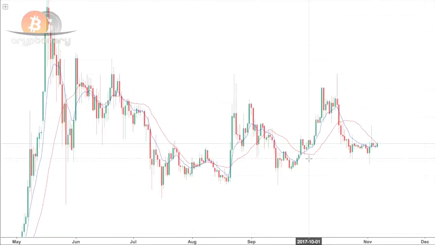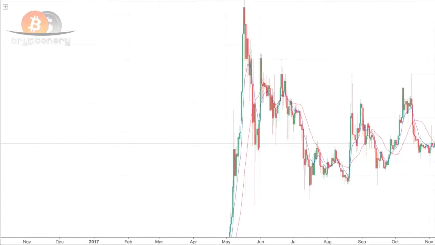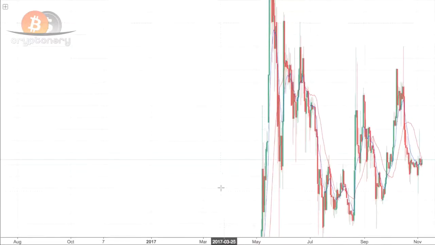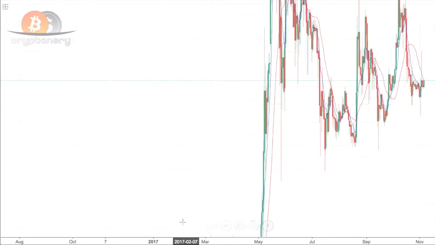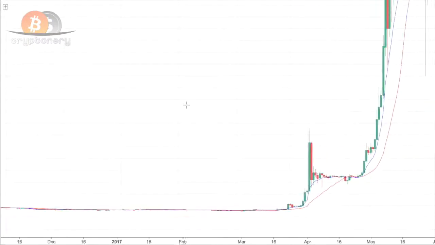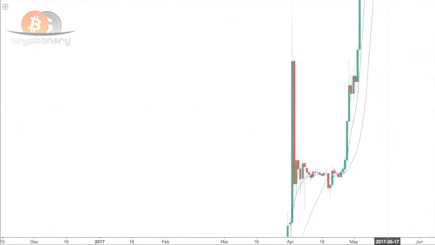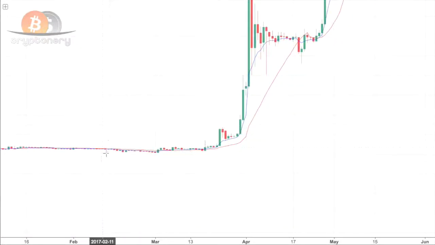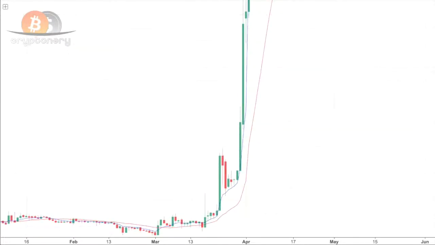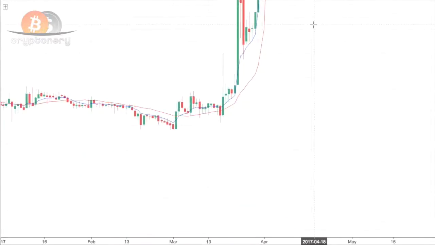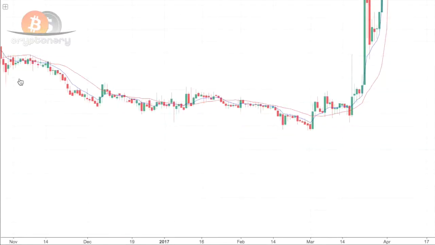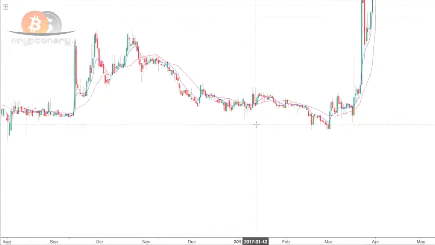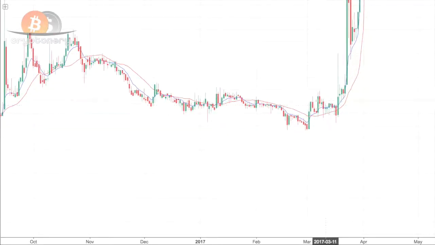So what we can see here is, we'll start from the initial breakout of XRP. What you can see here is in the very beginning of time, the MAs were consolidating. We had a lot of movement. We were stagnant. We were stagnant for years. We finally crossed the MA to the upside.